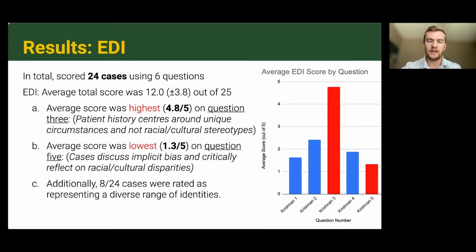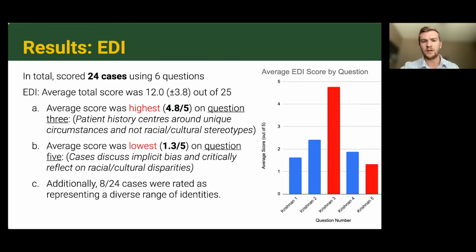Next, we broke down the EDI questions. You can see on the chart on the right the highest and lowest performing questions. On average, the total score was 12 out of 25, so the cases scored less than half of the total available points for EDI. The average score was highest, at 4.8 out of 5, on question 3. This question asks if the patient history centers around unique circumstances and not racial or cultural stereotypes. This suggests that the cases are doing a good job at describing each patient by their unique circumstances.